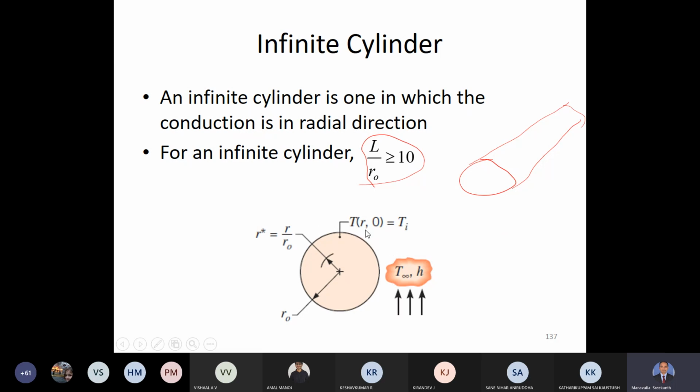This is the initial condition. This is the non-dimensional geometry, the non-dimensionalized radius. This is the convection condition.